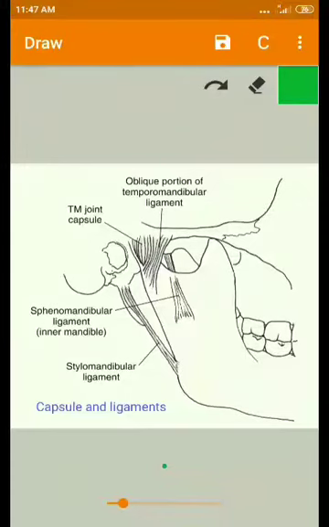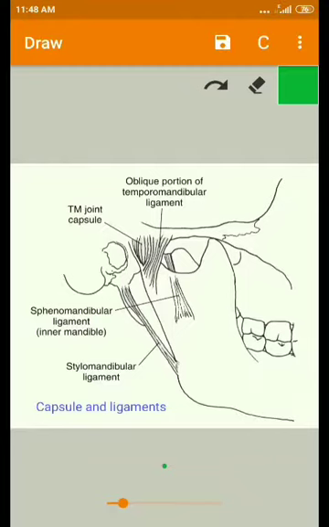Students, welcome back. In this session we are going to see the capsule and the ligaments of the temporomandibular joint. Here, as we know, this is a synovial joint. Each synovial joint is covered by a joint capsule, and this joint is reinforced by other ligaments, specific to that joint.